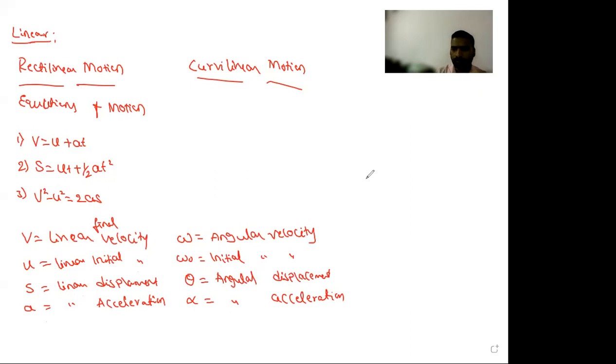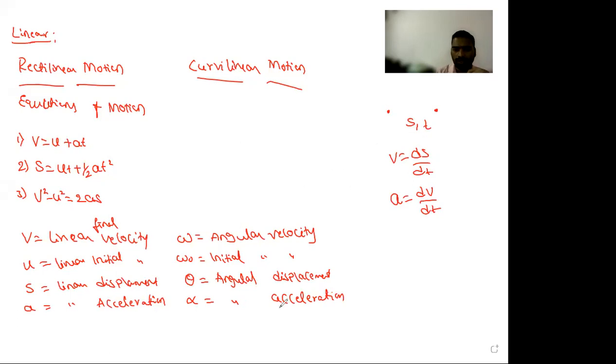Whenever a body is displaced to this point in time T, V is the rate of change of displacement, ds by dt. Is it correct, all of you? Yes, sir. Then the acceleration A is the rate of change of velocity. Is it correct?